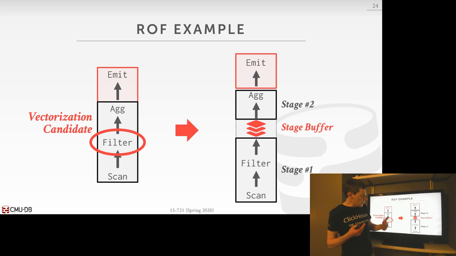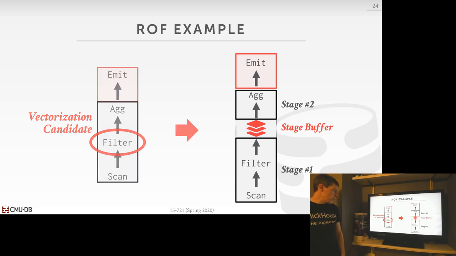And then we're going to write out the tuples that we collect from the filter into the stage buffer, because we're processing multiple tuples at a time. Then we can take this buffer and invoke the next stage in our pipeline to do the aggregation. We could do this in a vectorized or unvectorized manner. In this case it would be unvectorized, because it's doing a hash table lookup, a hash probe.